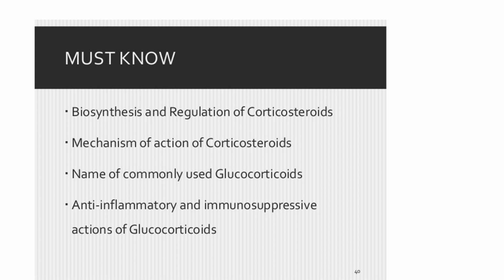Mechanism of action of corticosteroids ഞാൻ പറഞ്ഞു, 2 റിസെപ്റ്റേഴ്സ് ഉണ്ട്. ഗ്ലൂക്കോകോർട്ടിക്കോയിഡ് റിസെപ്റ്റേഴ്സ് ഉണ്ട്, മിനറലോകോർട്ടിക്കോയിഡ് റിസെപ്റ്റേഴ്സ് ഉണ്ട്. പിന്നെ അവരുടെ ആക്ഷൻ ഇൻ ന്യൂക്ലിയസ് ഞാൻ പറഞ്ഞു തന്നു. Then few individual agents ഞാൻ പറഞ്ഞു ഗ്ലൂക്കോകോർട്ടിക്കോയിഡ്സിൻ്റെ. പിന്നെ anti-inflammatory and immunosuppressive action of glucocorticoids. I hope the class was better and easier for you to understand.